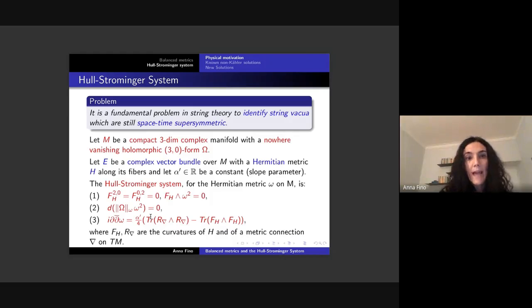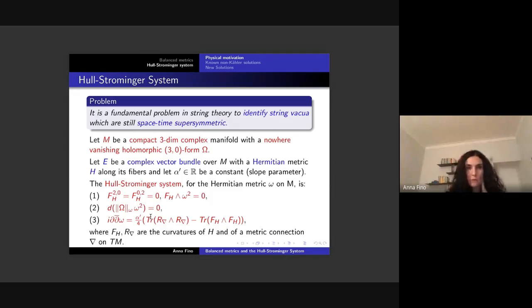Okay. So what is a Hull-Strominger system? It involves the Hermitian metric omega on M, and also the Hermitian metric H along the fiber, okay? In particular, the first equation involves the curvature of the Chern connection associated with the Hermitian metric H. And here we view essentially F_H, our curvature form, as a (1,1)-form with values in the endomorphisms of E. Okay, that's the first equation.